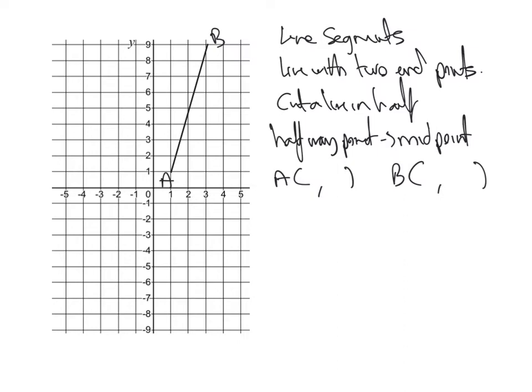All right, let's see. So for A, the x component of the coordinate is 1, and the y component of the coordinate is 1. So that's 1, 1. And then here's B, so its x component is 3, and its y component is 9. So hopefully you've got 3 and 9. So we know the endpoints. A is 1, 1, B is 3, 9. And we want to work out where the middle of line segment AB is.